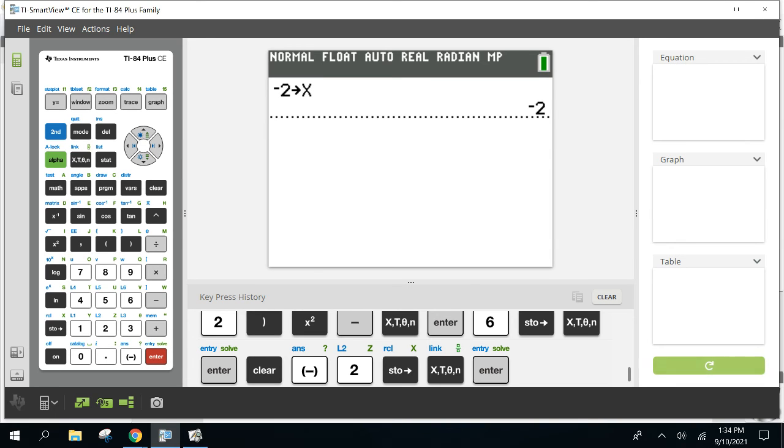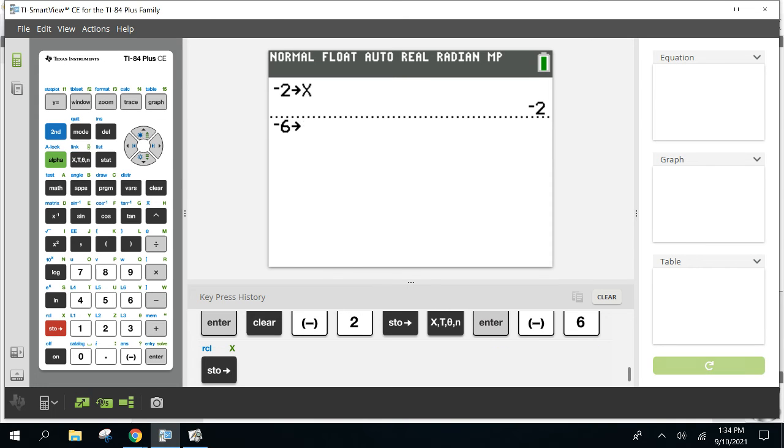Okay. I got more variables, don't I? What's another variable? Z. Okay, what do I have to plug in for Z? -6. Okay, so tell the calculator, -6. Anytime you see a Z, plug in -6. Store it in for, now where's Z? Anybody know?